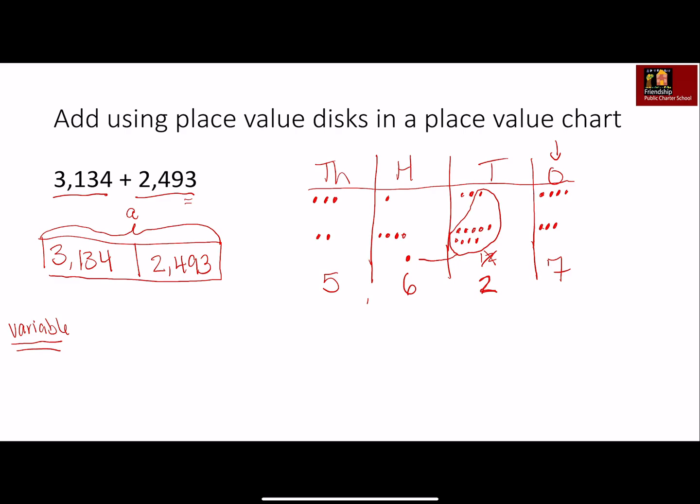So 3,134 plus 2,493 gives me a whole of 5,627. And what I want to do to make my answer complete is make sure that I write my answer next to my variable with an equal sign, so that way we know that my variable, or the unknown number, is 5,627. Okay, and that's how you would solve an addition problem using place value discs and a place value chart.